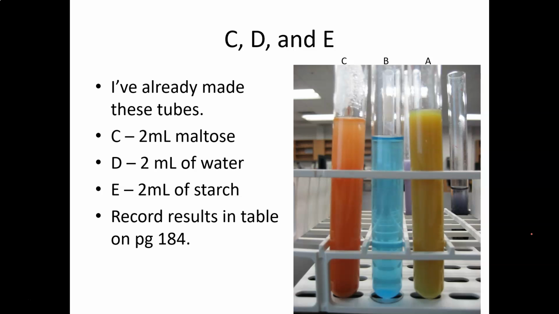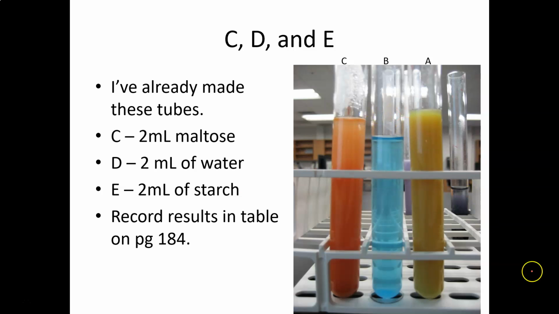It says I was going to mix tubes C, D, and E for you, and I've gone ahead and put what is in each one of these. All of these tubes are going to represent controls, except for A and B that are pictured up here. But C, D, and E, they're all controls. So maltose is a simple sugar. Water's water. Starch is a complex sugar. These are going to help us get positive and negative controls in future tests. These tubes that I'm showing you, we've already added the Benedicts, and we have already put them in the hot bath.